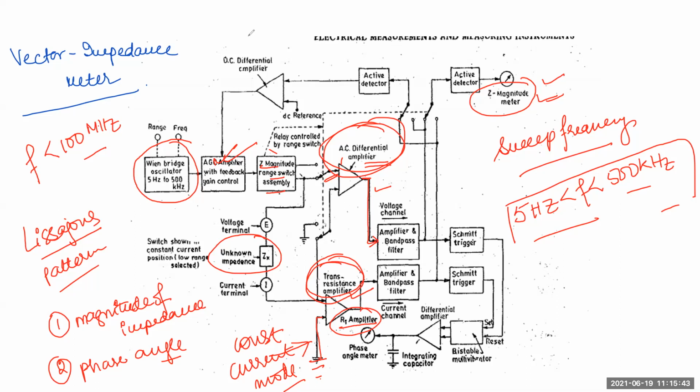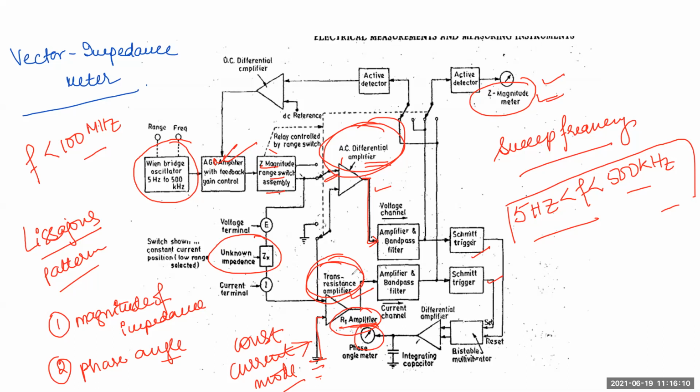See here, just at the down portion, you can see just below this RT amplifier, a phase angle meter is connected. So this phase angle meter plays a very important role, and also this Schmitt trigger also plays an important role. These measurements are carried out simultaneously along with the measurement of the magnitude of the impedance.